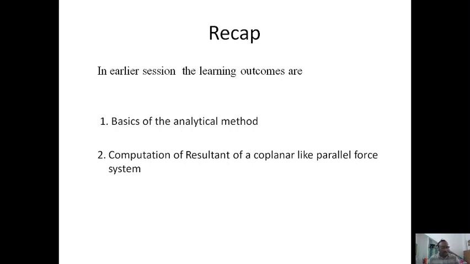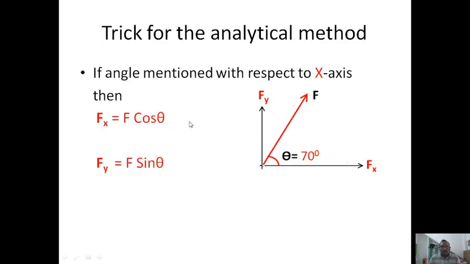Now I want to give some extra knowledge to avoid misconceptions and mathematical mistakes while solving analytical method problems. In analytical problems, students are generally confused about how to take the angle with respect to which axis.